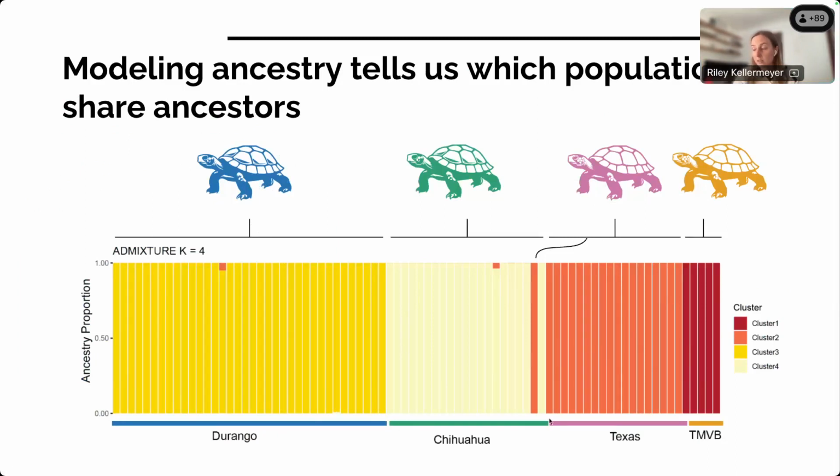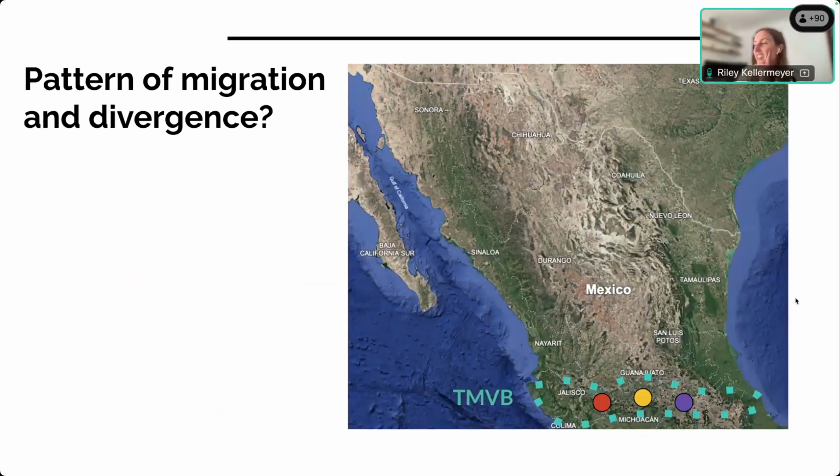Our Chihuahua turtles are all largely assigned to their own ancestor. And then there's one little bonus one who gets assigned to a Texas ancestor, whereas all the Texas ones share an ancestral Texas population. And importantly, all the southern Trans-Mexican Volcanic Belt ones share their own ancestral population. So this is suggesting that each of these populations have pretty distinct ancestors. And I have a theory for why. And it starts with migration and divergence.